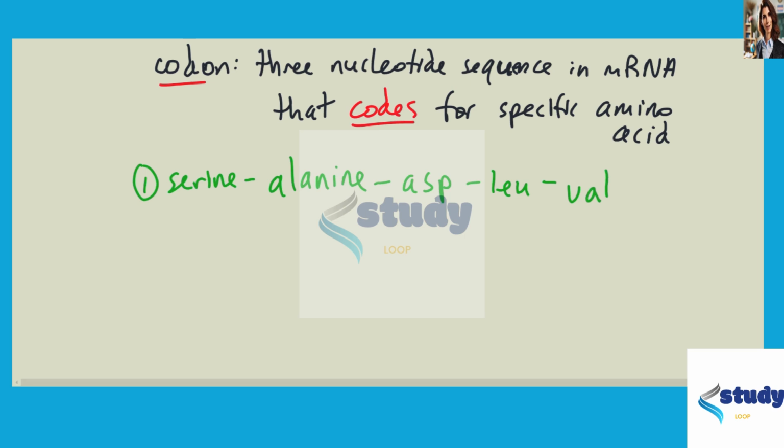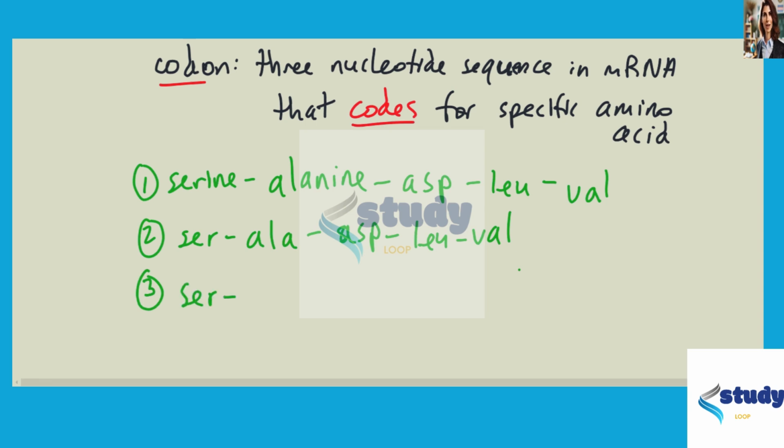Okay, so you're going to repeat this process for the following 2 mRNA sequences. So we get serine, alanine, asparagine, leucine, valine. And for our third sequence, we get serine, alanine, and finally, we have asparagine.